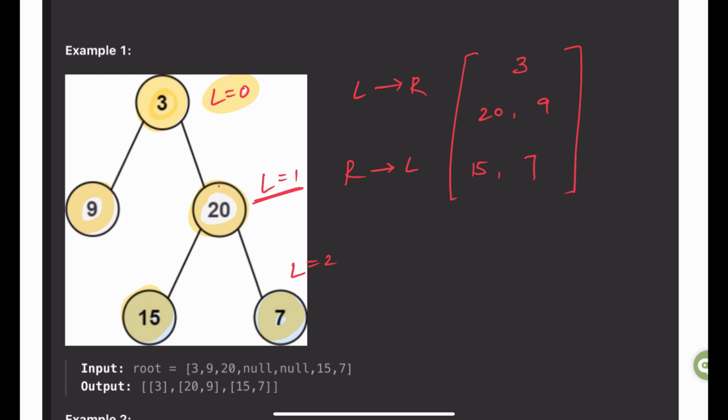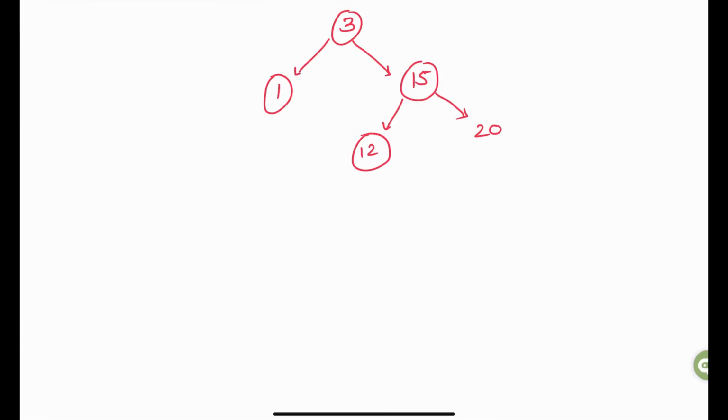I hope you were able to follow the problem statement. Let's switch to the whiteboard and discuss how we can solve this efficiently. Let's break this down into smaller problems. First is to recognize which direction we need to save all of the nodes in, that is from left to right or right to left.